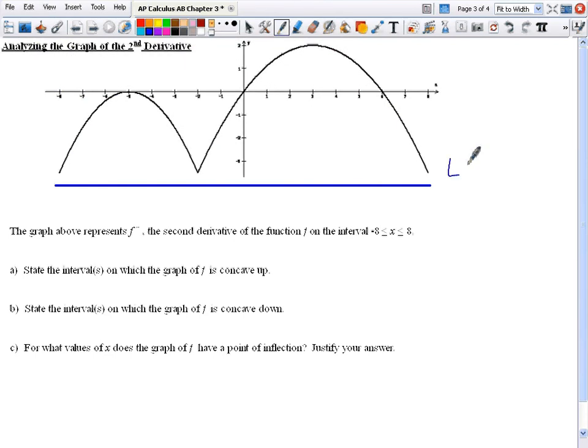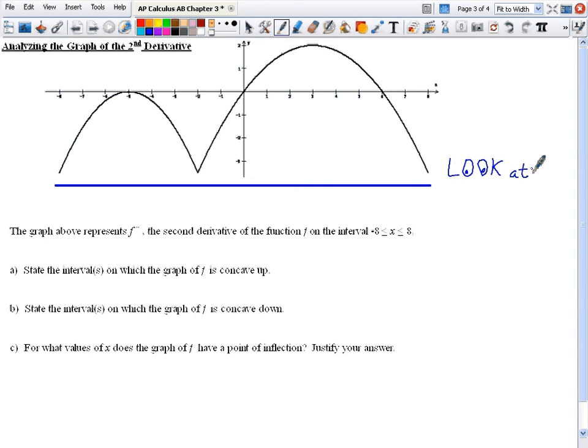But at 0, it does go from concave down to concave up. The second derivative switches from negative to positive, so this would be a point of inflection. Just abbreviate it here. Also at 6, the second derivative changes from positive to negative, so switching from concave up to concave down, making that another point of inflection.